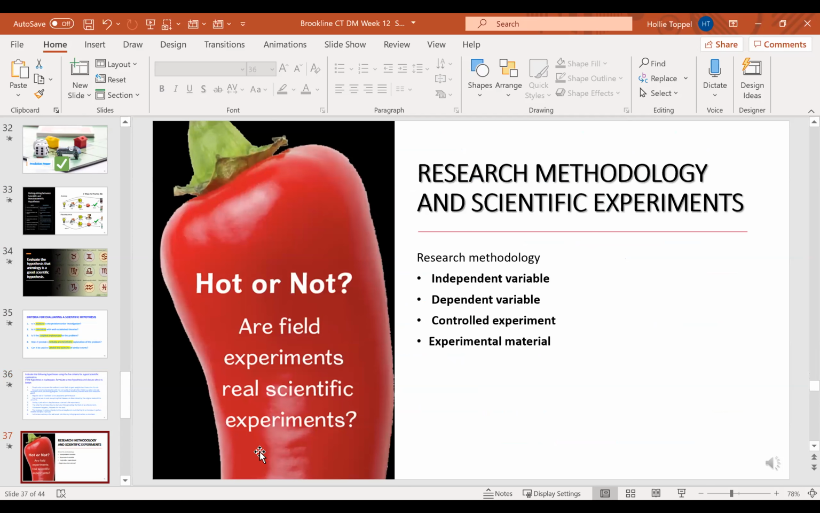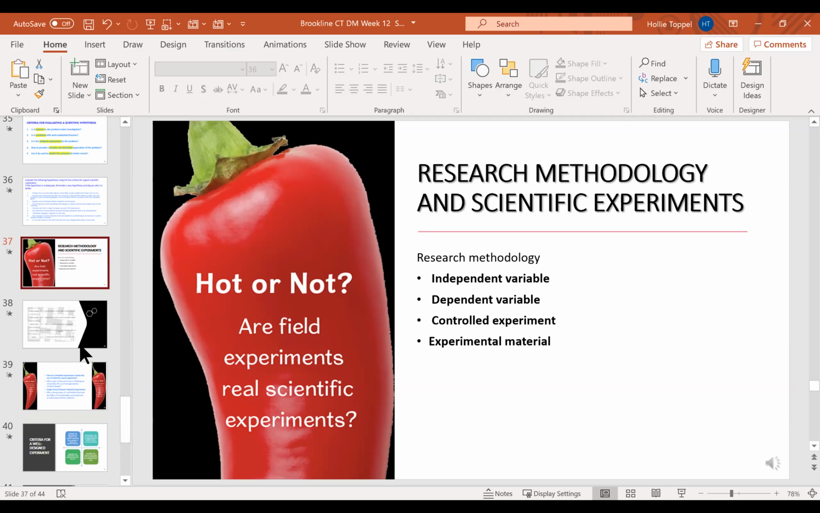Research methodology and scientific experiments. You always need an independent variable and a dependent variable. You need a controlled experiment and experimental material. And everything has to be validated, and if somebody else was performing it, they could do it exactly the same way, with the information and the variables almost as exact as you can get them.